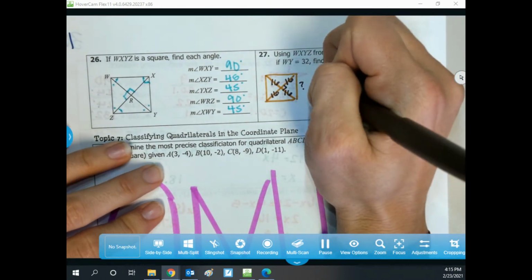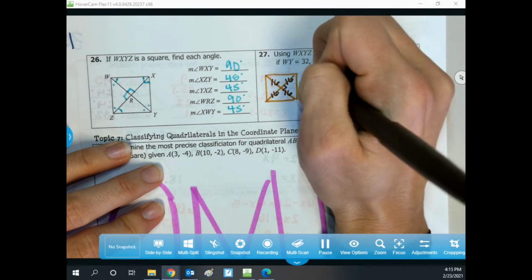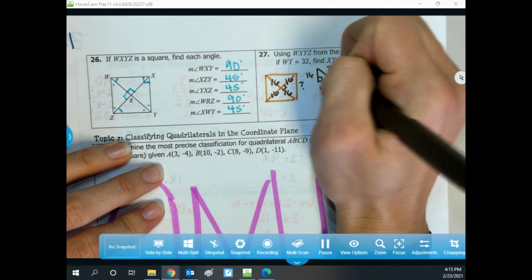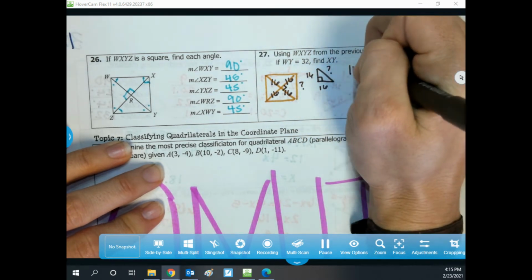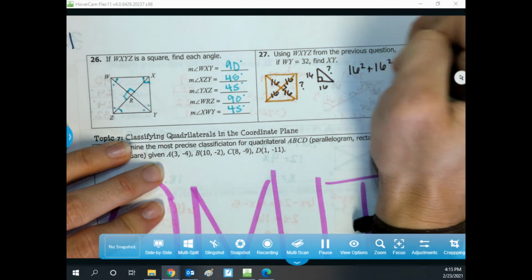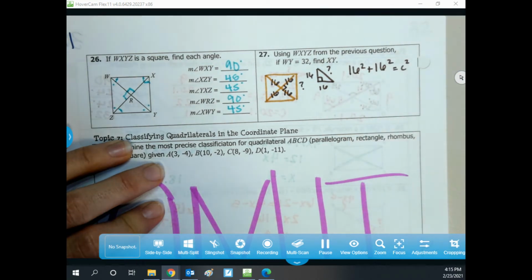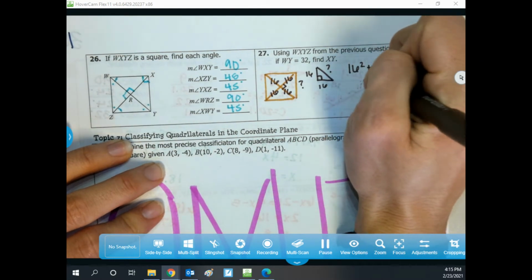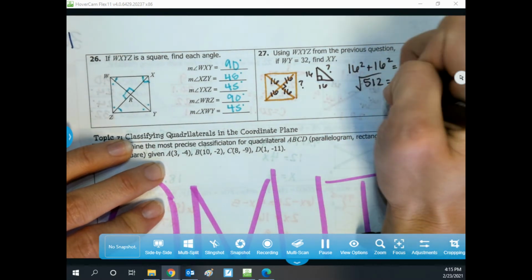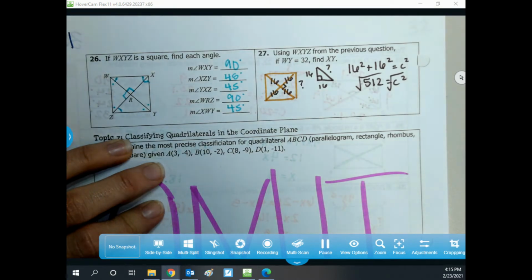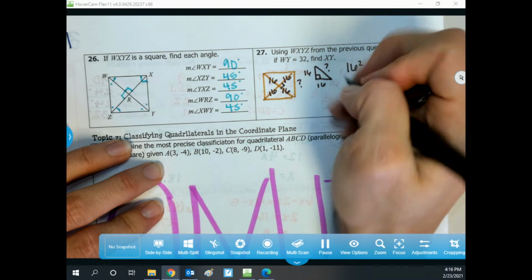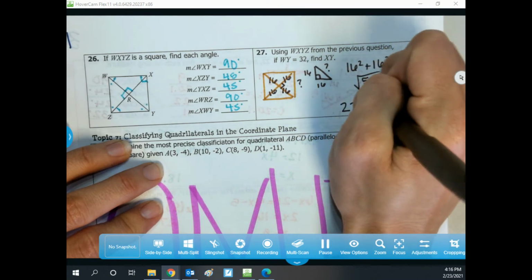All right, hopefully 16, 16, and we don't know. So we should have added 16 squared plus 16 squared equals c squared. 16 squared plus 16 squared should have given us 512 equals c squared, square root, and that gives us 22.6 for that side.